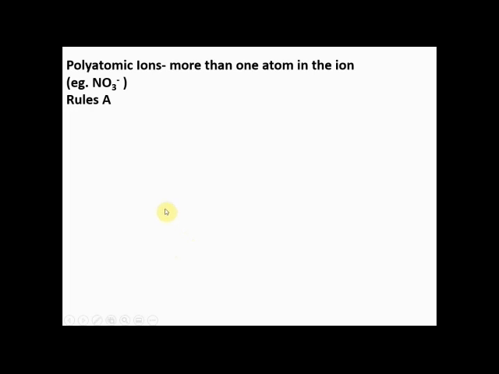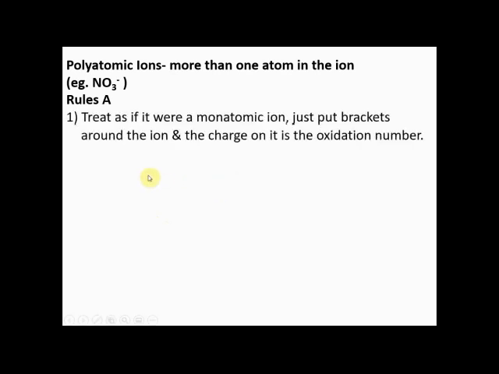Polyatomic ions are ones where you have a combination of nonmetals that are covalently bonded together and overall have an excess of electrons. And then there's the ammonium ion, which has a deficiency of an electron, but the same rules apply. Okay? You treat polyatomic ions as if they were monatomic ions.